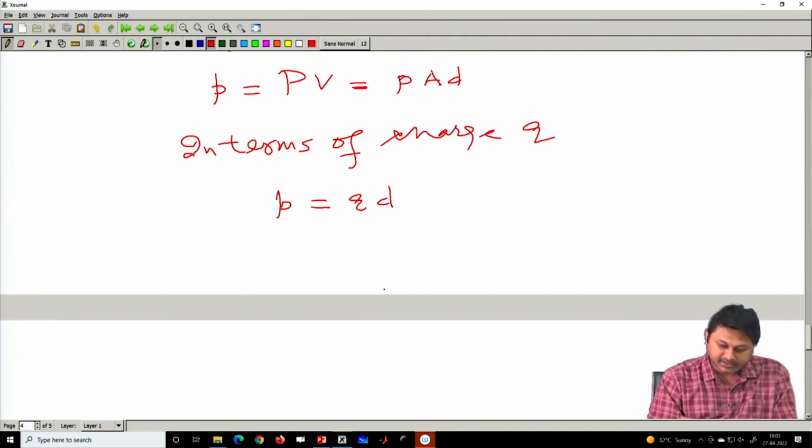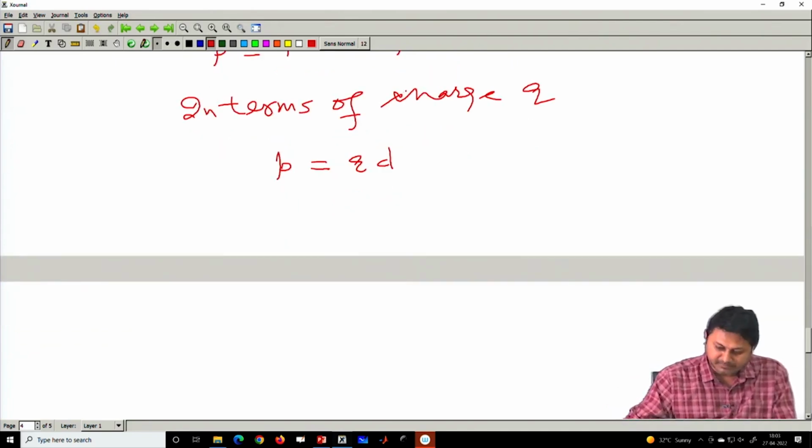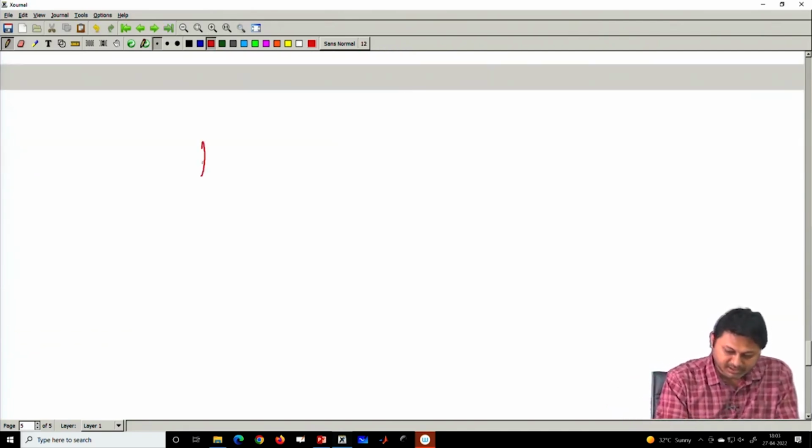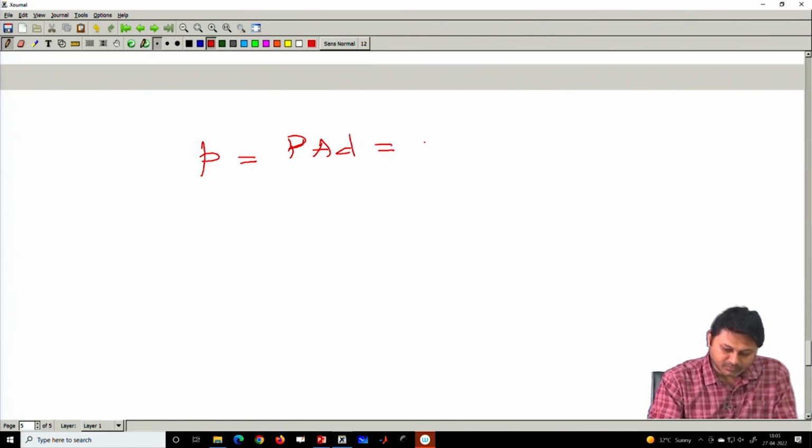So, here this dipole moment P, which I have an expression like P = q multiplied by d, that is the dipole moment.